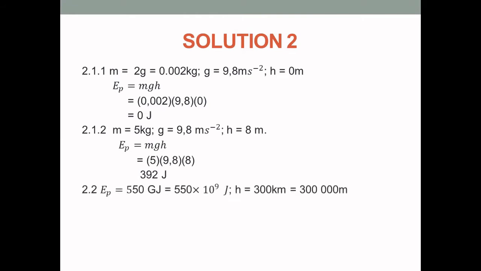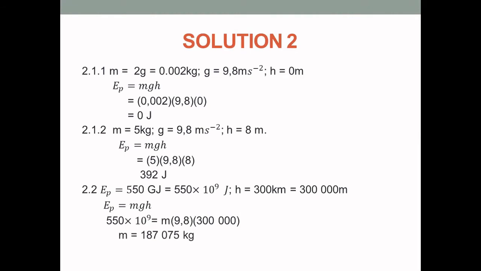Number 3, we have the potential energy, which is 550 gigajoules. We convert it into joules, which is 550 × 10^9 joules. The height is 300 kilometers. Convert it into meters, multiply by 1,000, and we get 300,000 meters. We use the formula and make the substitution. We make m the subject of the formula by dividing both sides by 9.8 times 300,000.